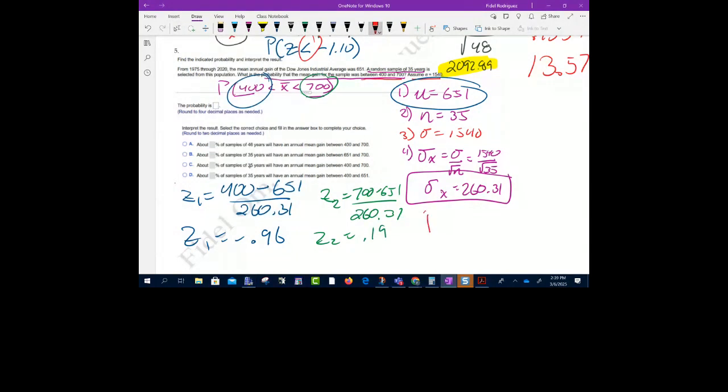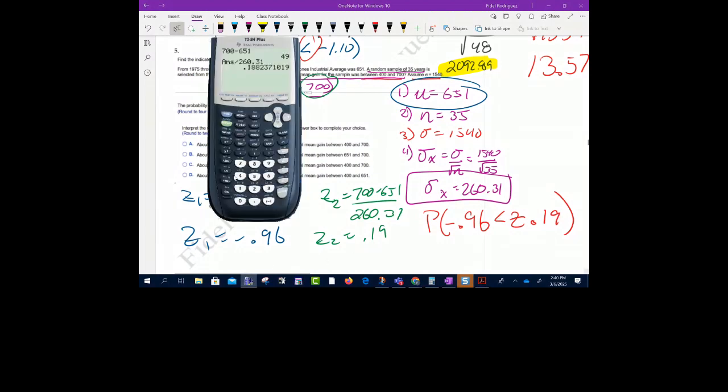Okay, now what is it we're trying to find? That our probability, y'all, is between those two numbers, right? Okay, y'all, what I like about when we write it this way, you can see what your lower limit and your upper limit is already, right? We're going to go normal CDF. Second vars, normal CDF. We're going to start at a negative 0.96, and we're going to go to a 0.19, okay. All right, and let's hit enter.